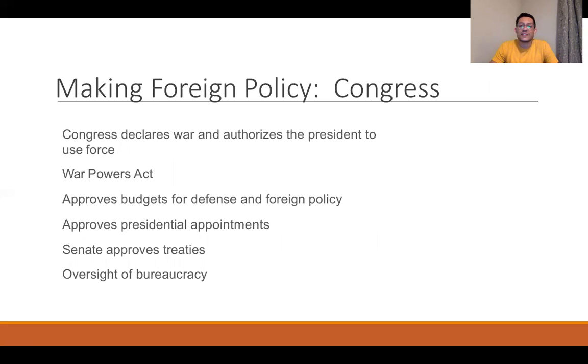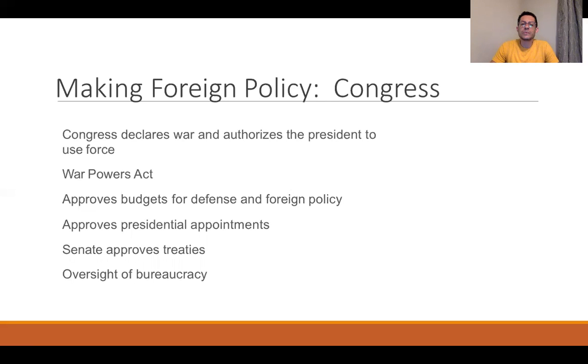Congress. Though the president is the commander in chief of the armed forces, only Congress has the power to declare war. And as I've noted before, it frequently authorizes the president to use force. Now, there are other pieces of legislation with regard to this. There's the War Powers Act, which was a restriction on the executive during the Nixon administration in response to his conduct during the Vietnam War.